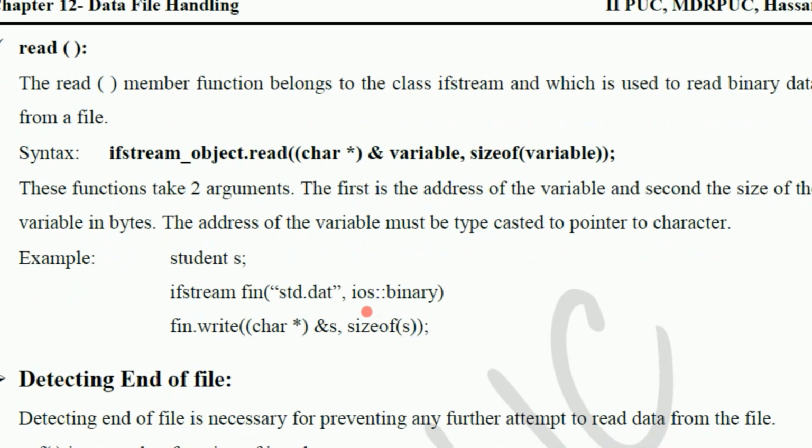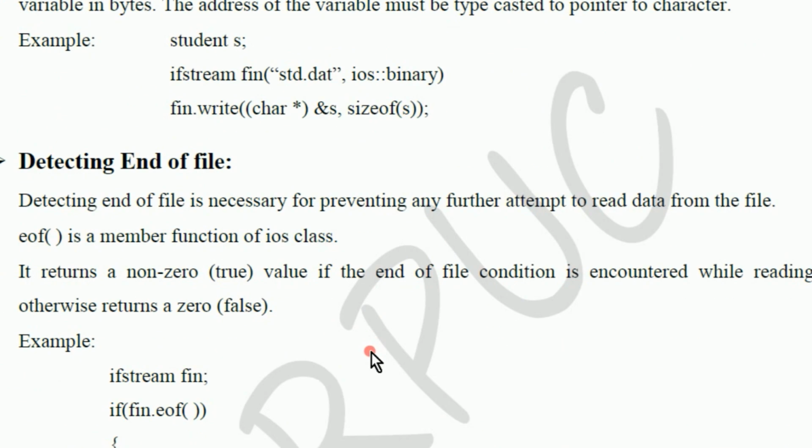Then the read. Whatever we have written onto the file, that we can read with the help of the read function. So the same syntax: stream object.read((char*)&variable, sizeof(variable)). So these functions take two arguments, same as write. student s; ifstream fin("std.dat", ios::binary); then fin.read, to read the s object from the file: fin.read((char*)&s, sizeof(s)).